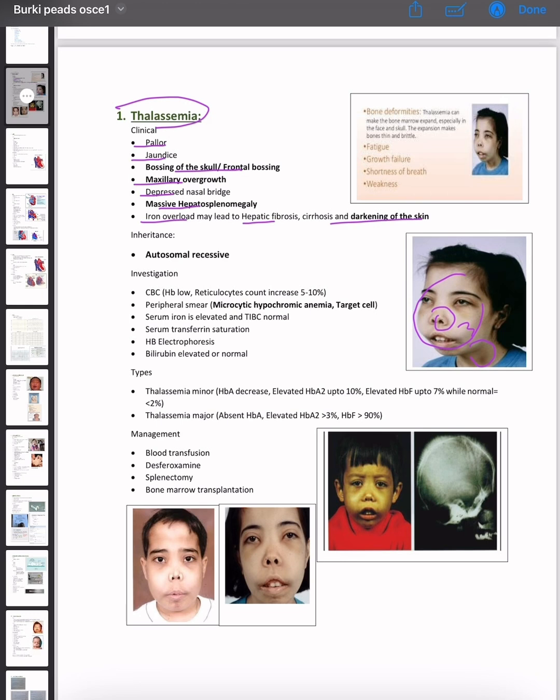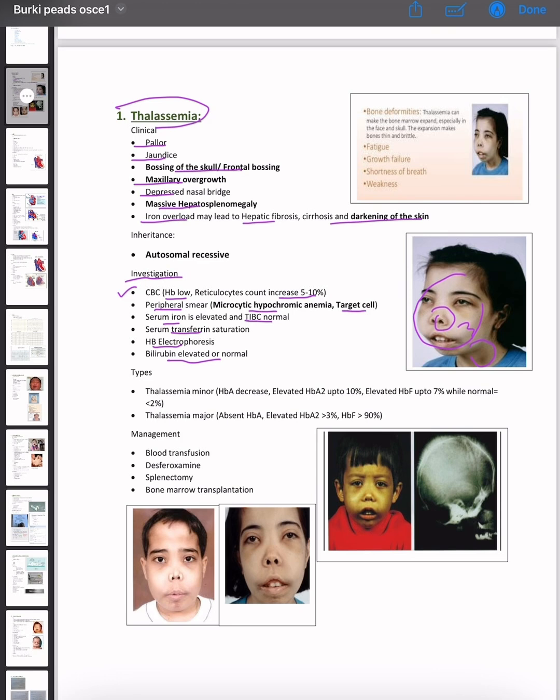Okay, autosomal recessive. What will be the investigations done for thalassemia? CBC. In CBC, Hb will be low. Reticulocyte count is increased from 5 to 10%. Peripheral smear will be microcytic hypochromic anemia. Target cell. Serum iron is elevated and total iron binding capacity is normal. Serum transferrin saturation, Hb electrophoresis, and bilirubin elevated or normal. These will be the investigations found in the case of thalassemia.